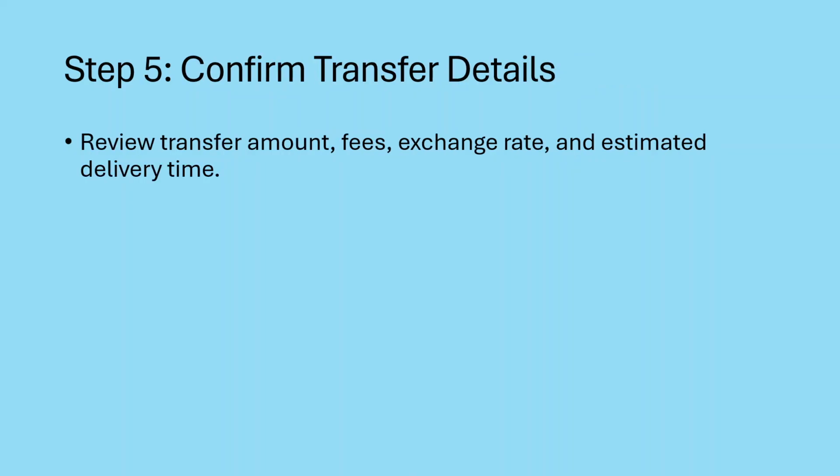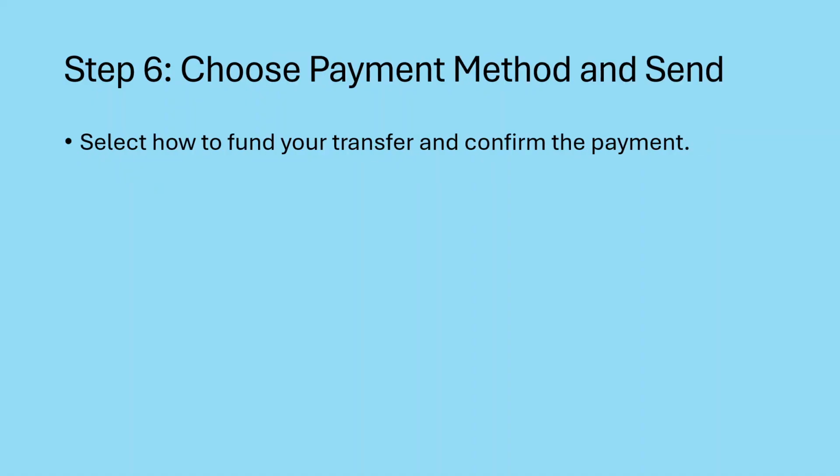Step 5. Confirm transfer details. Review the transfer amount, fees, exchange rate and estimated delivery time. Step 6. Choose payment method and send. Select how to fund your transfer and confirm the payment. You can pay with bank, Wise account balance or with card.